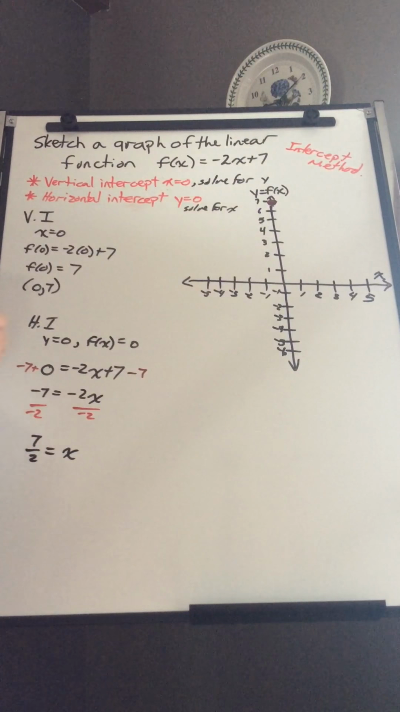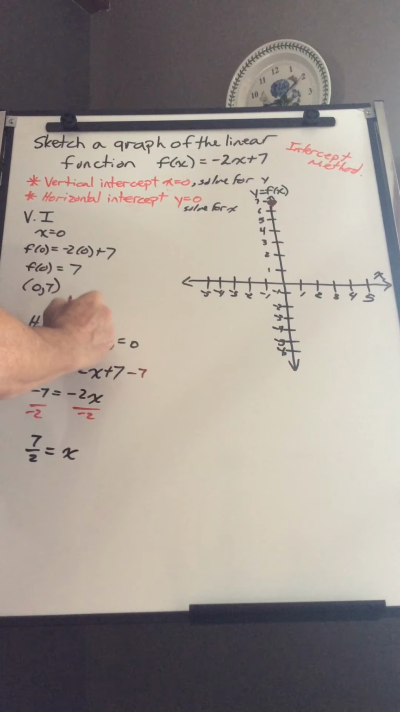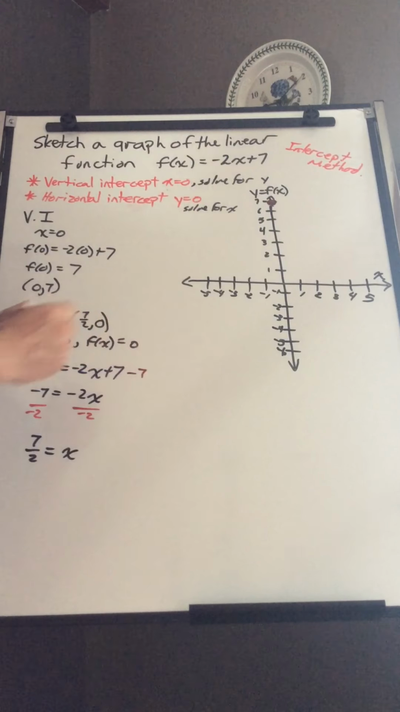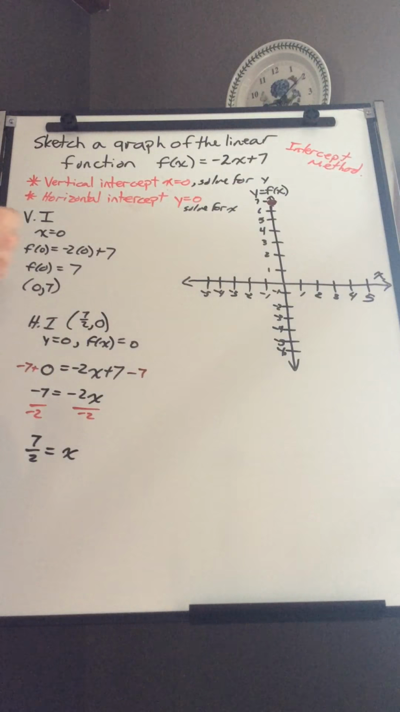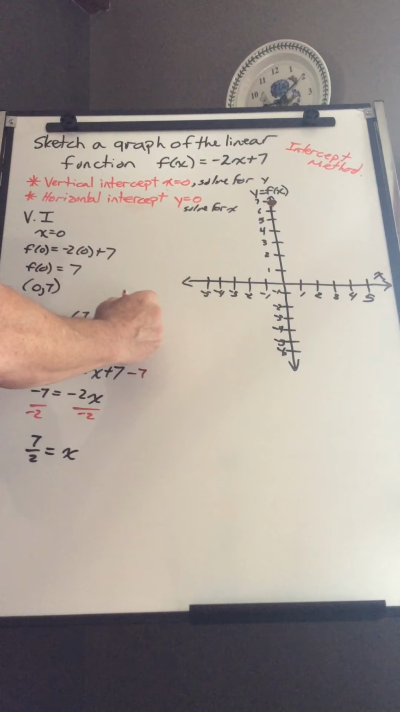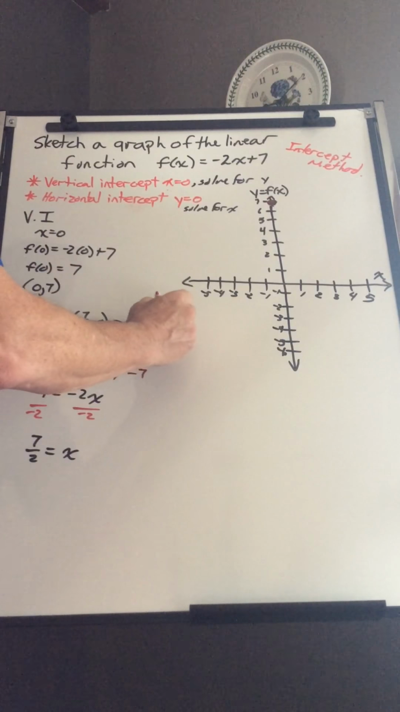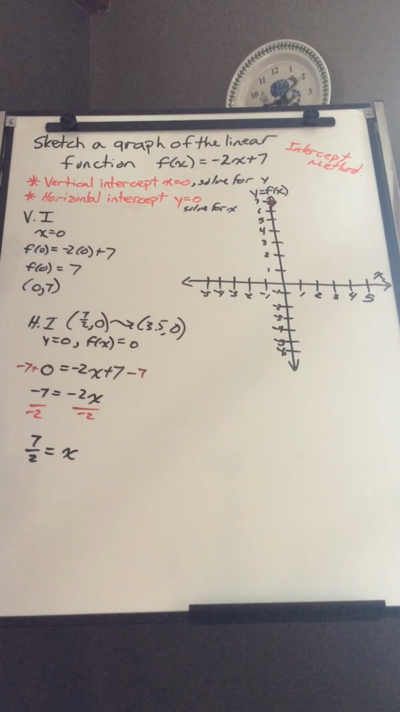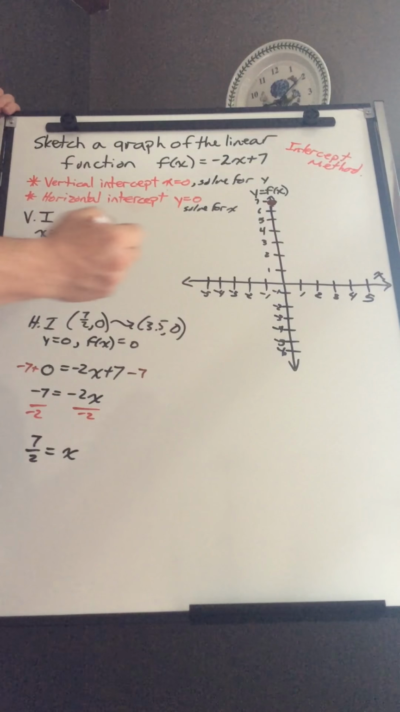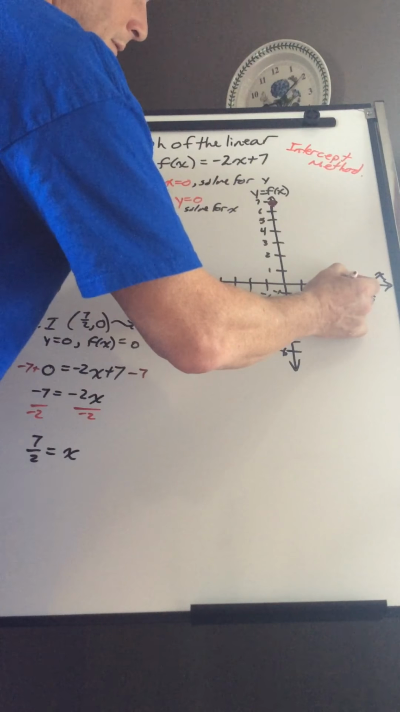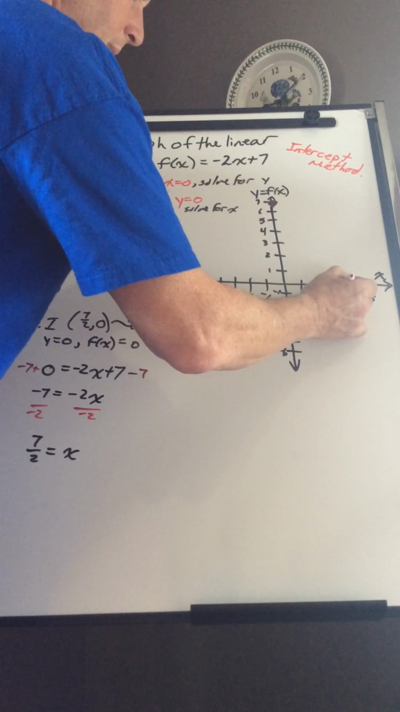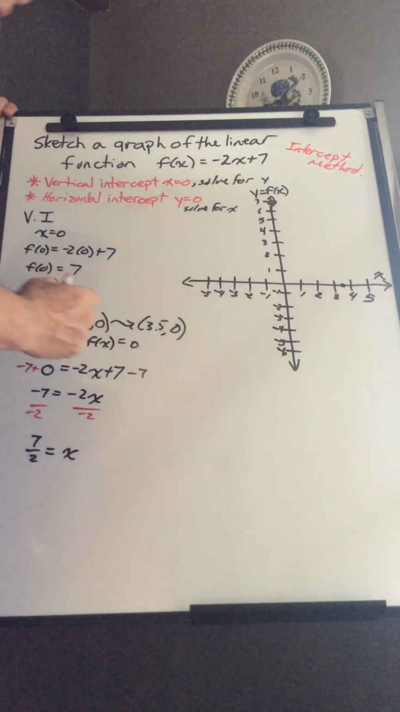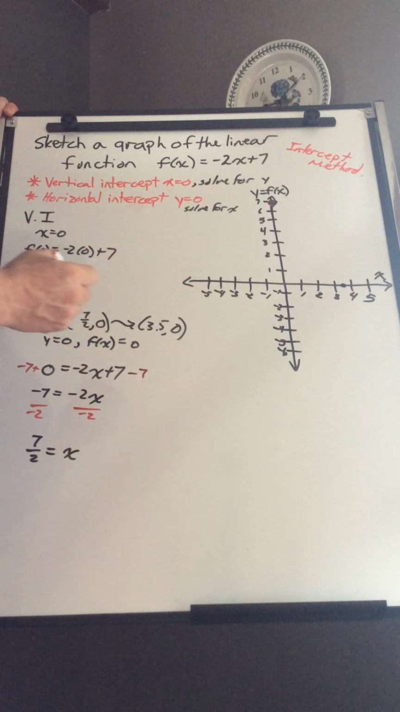So that means my horizontal intercept is going to be 7 over 2 and 0. You guys know this better as 3.5 and 0. So 3.5 and 0 is right about here. Yeah, we approximate best we can, unless we get a nice number.